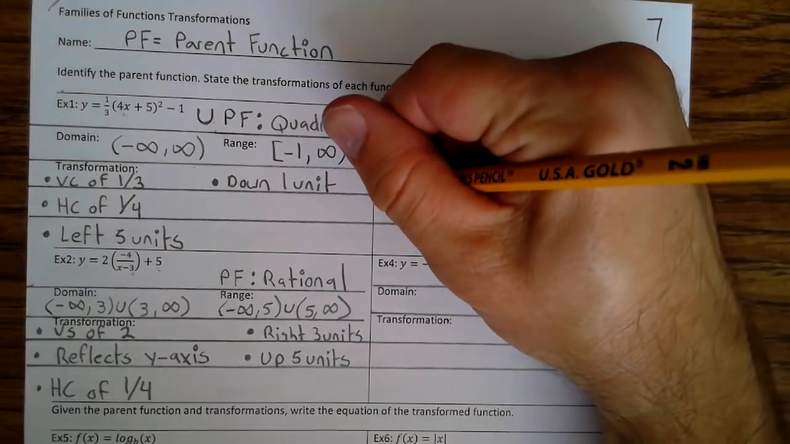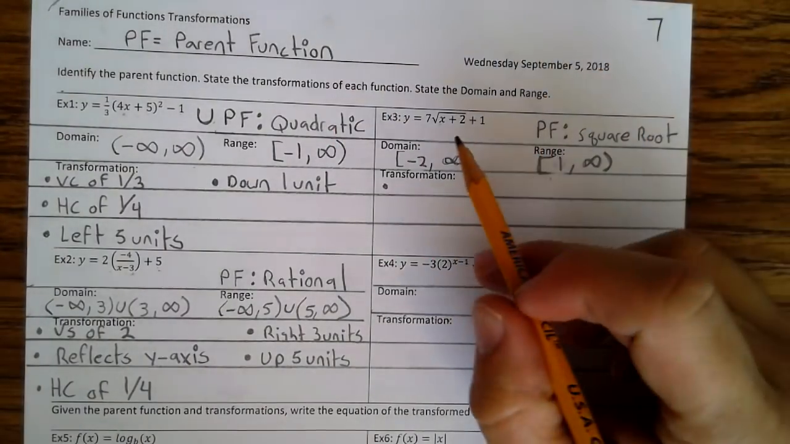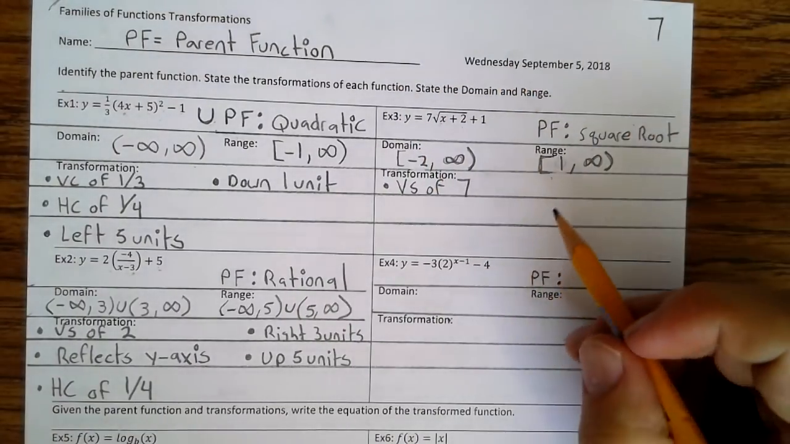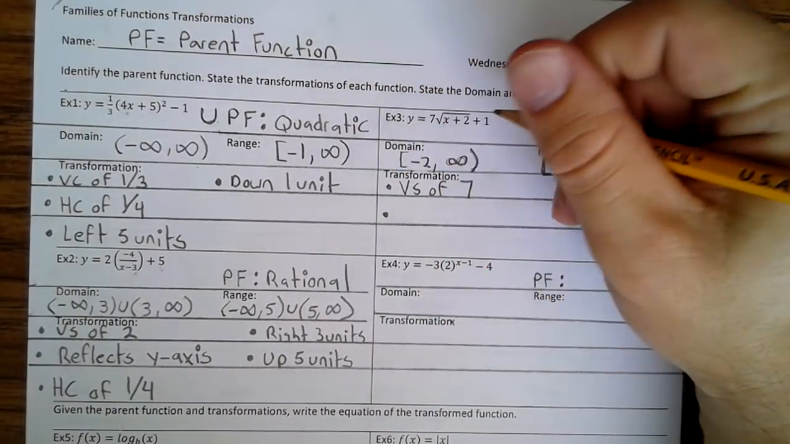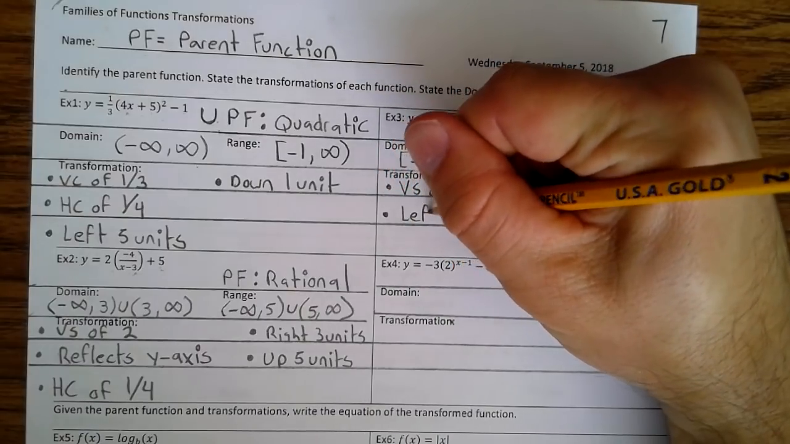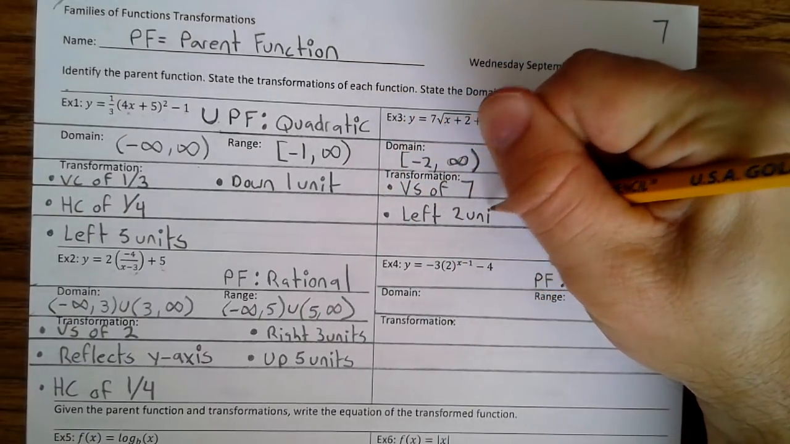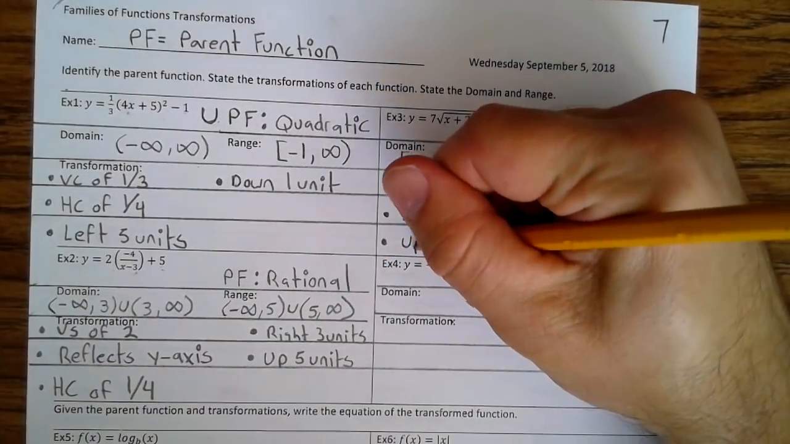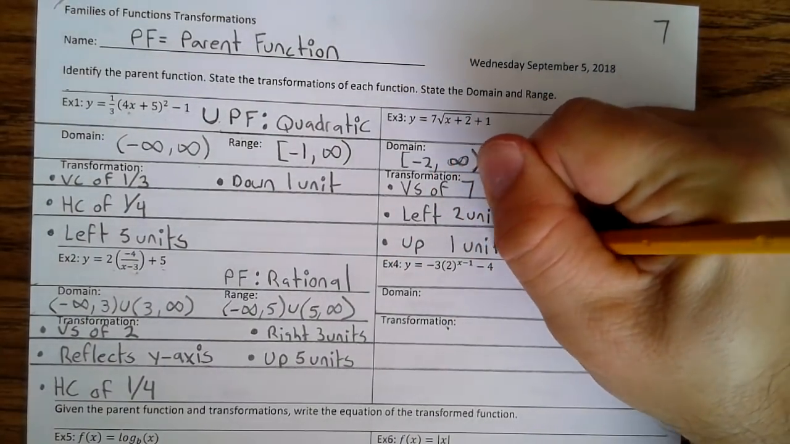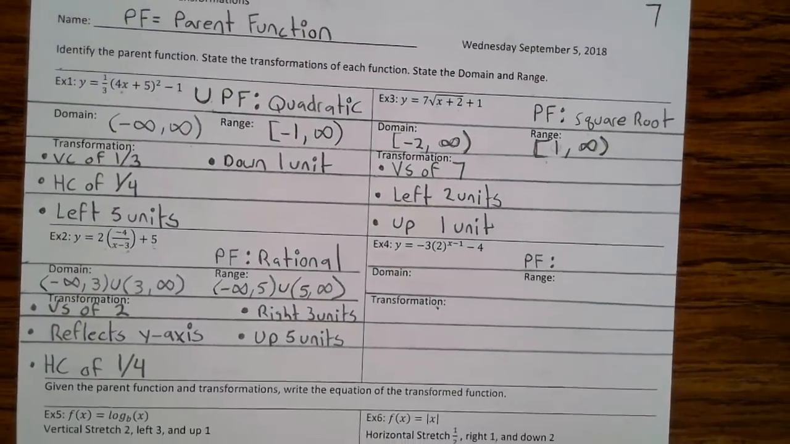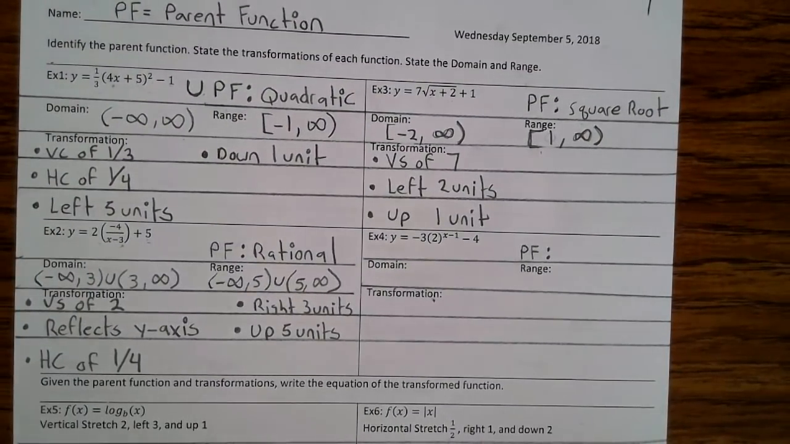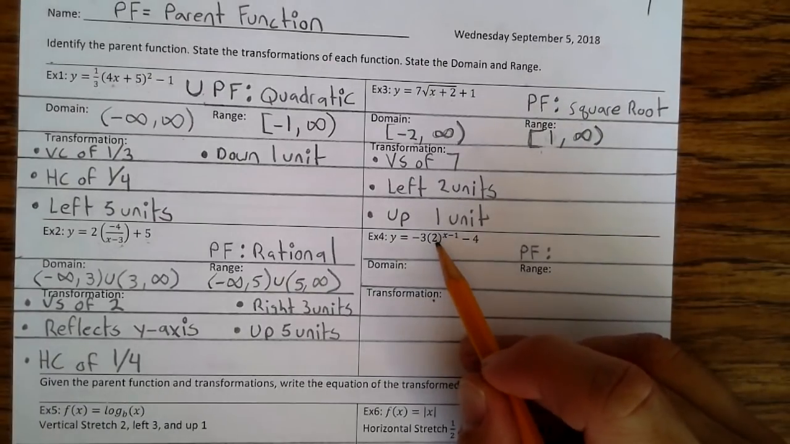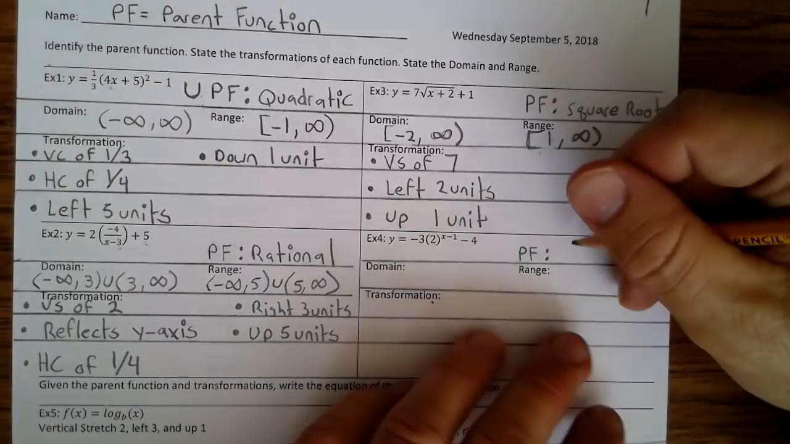All right, transformations. So the 7 on the outside is a vertical stretch of 7. The plus 2, remember that's opposite, so it's not going right, it's going left 2 units. The plus 1 means we're going up 1 unit. All right, example 4. All right, so we see the 2 to the x. That 2 isn't a transformation, that 2 is the exponential parent function, so that's exponential.